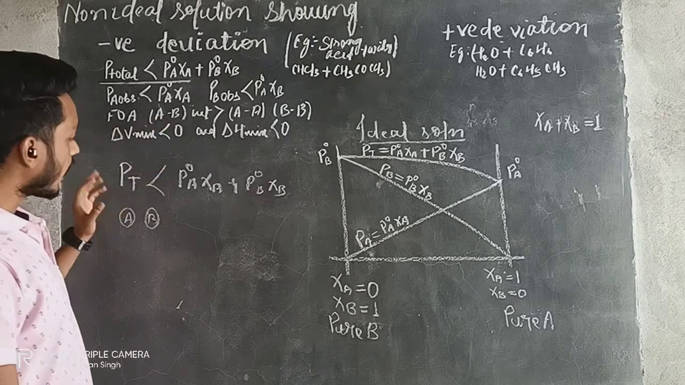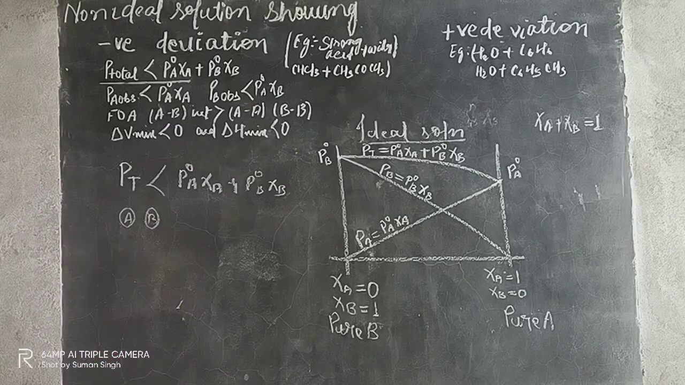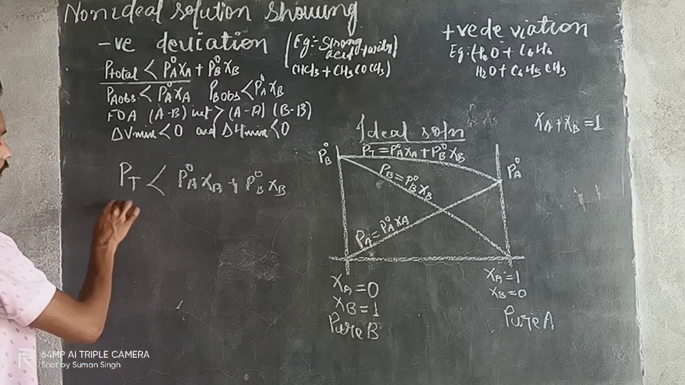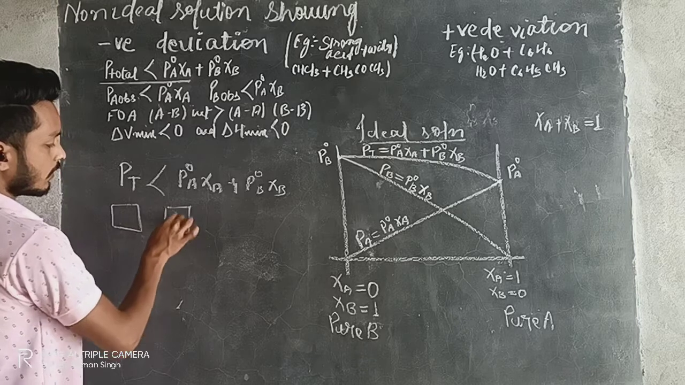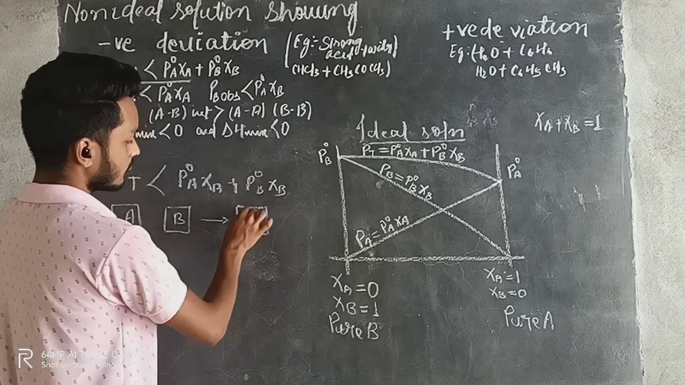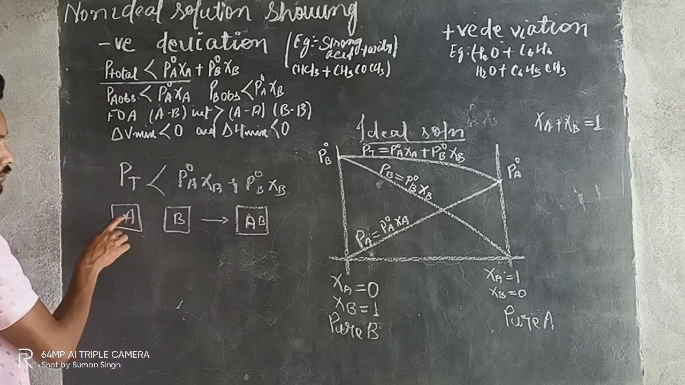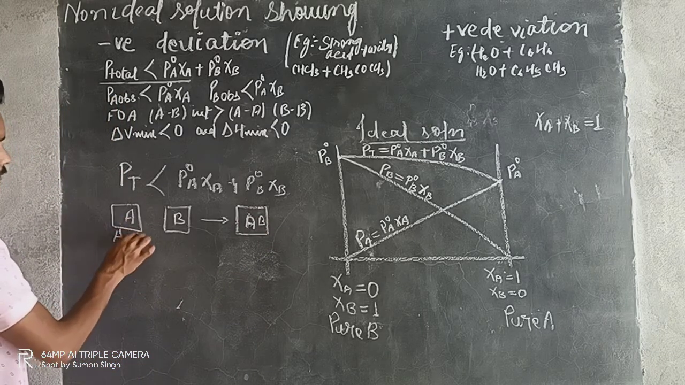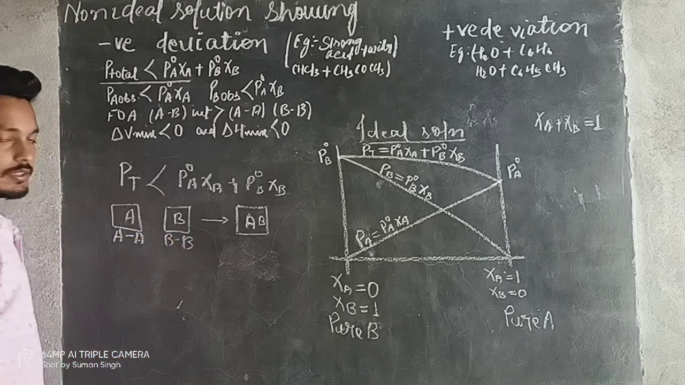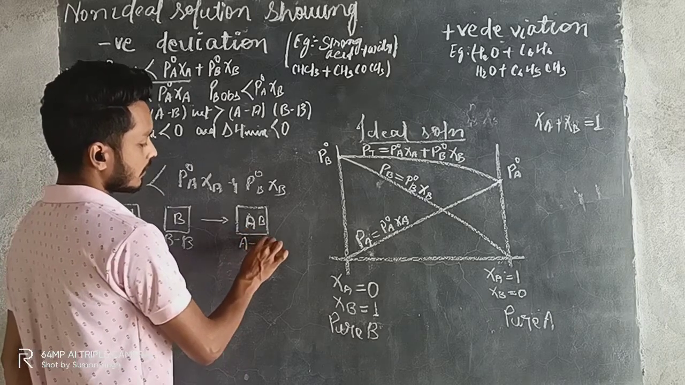So after mixing, consider the interactions that were present before the mixing. Suppose this is container A where A was there, and this is container B where B was there. Now we have mixed A and B, and here AB is there. When A was separate, there was a force of attraction between AA particles and between BB particles, right? Now when we have mixed them, we have got new interactions, which are AB interactions, right?